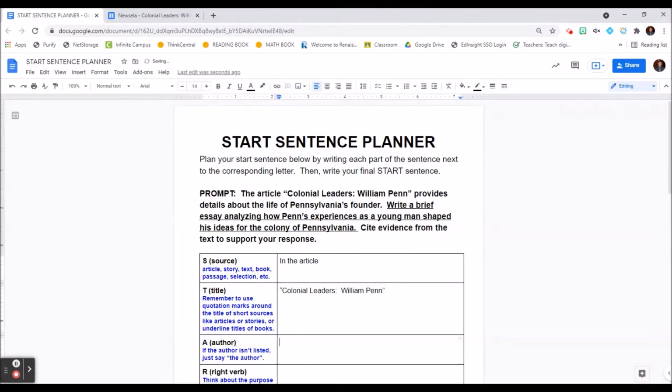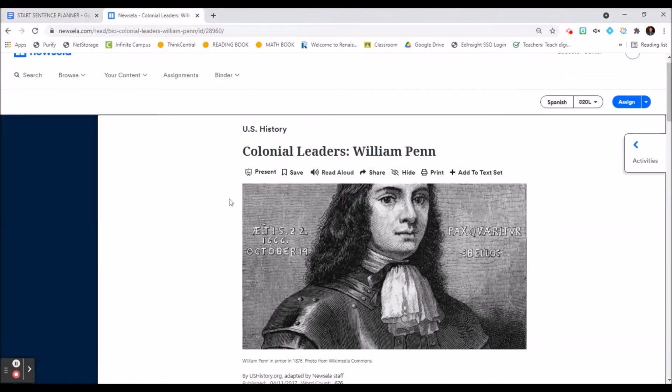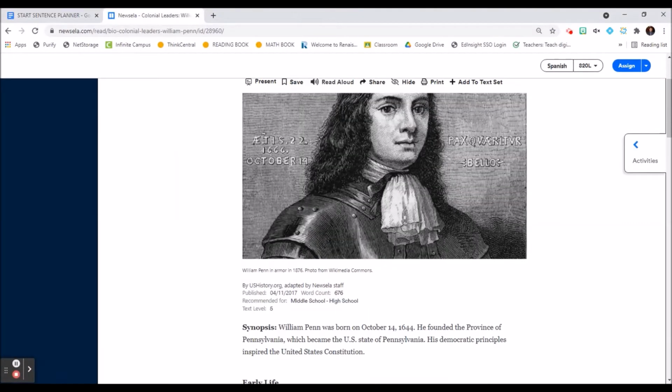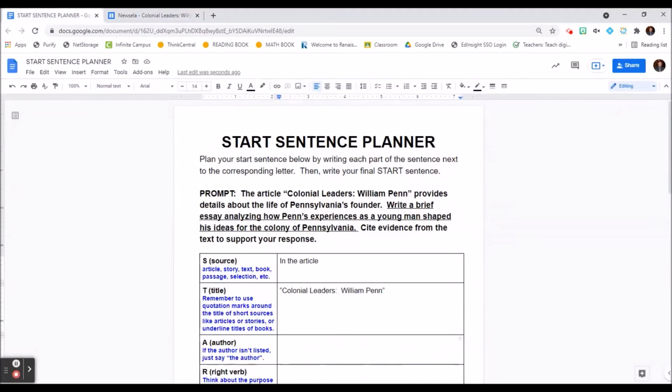Okay. Next, we come to the author. Now, many Newsela articles either do not list an author or they list the organization that wrote it instead of just the author's name, and that's all right. So if it doesn't mention an author by name, you can simply say the author. Okay. And of course, if multiple authors were listed, you would list each author.